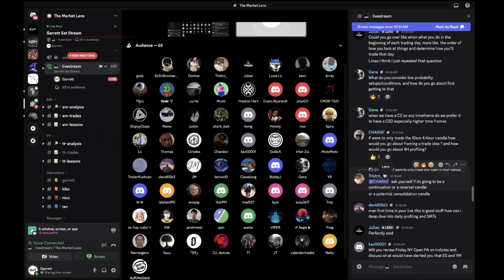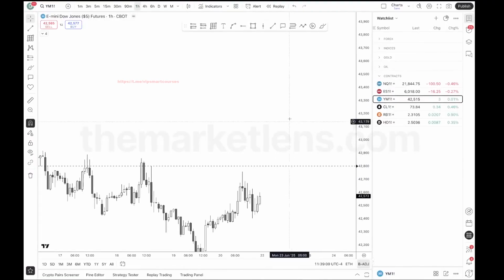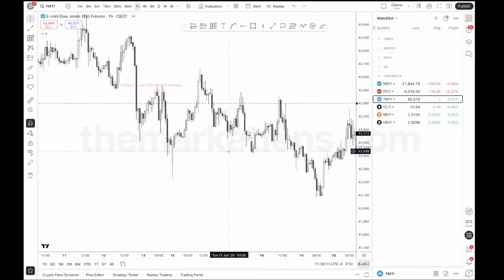When we have a C2 on any time frame, we prefer it to have a CSD, especially higher time frame? So within higher time frame profiling, I don't require any. This is me, I'm a little different, maybe. I don't actually require a CSD, to be honest. On the hourly or 30-minute, for example, if I'm going to trade a reversal day with a large wick, or even any reversal day, I don't require a CSD on the hourly. I'll just trade the wick.